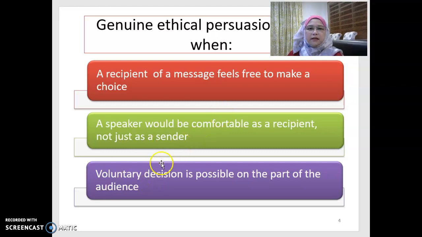The next point is that a voluntary decision is possible on the part of the audience. That means they do not need to be pressured. They can do it at their own free will. It's up to them to decide at the end of the day. So that is what it means by ethical persuasion.